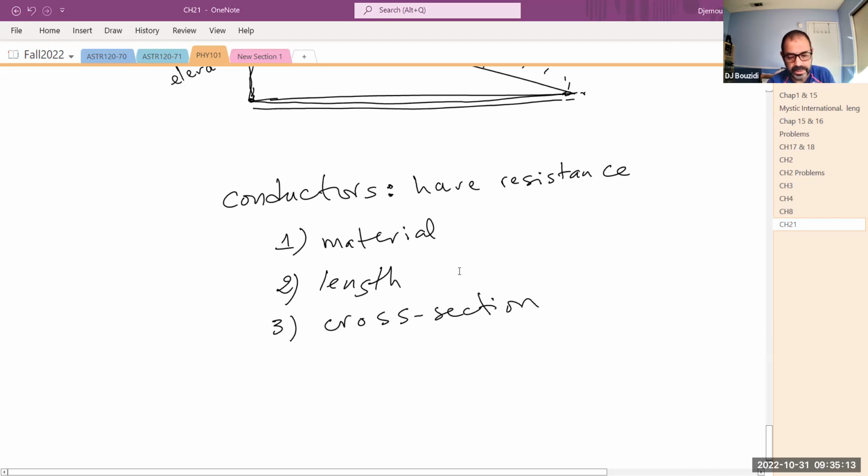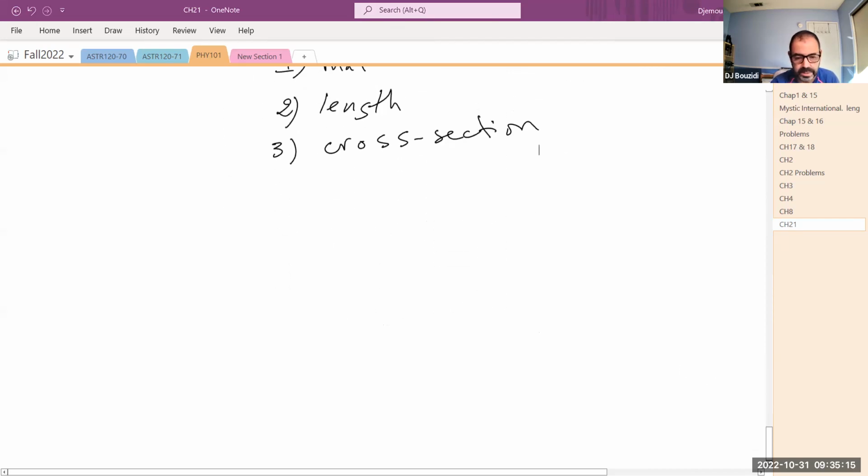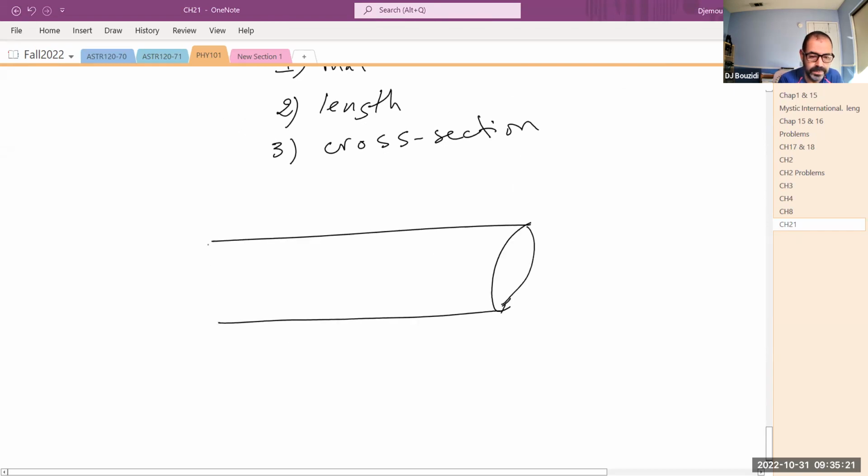So here is all of it basically summarized in a nutshell. So again, I'm going to take that part of my conductor in a cylindrical form in here. Again, the longer this side is, the more it takes for a charge to travel. So the resistance in this case increases with length.